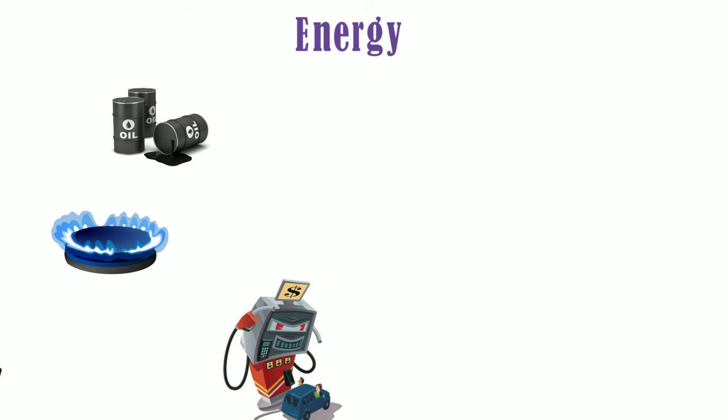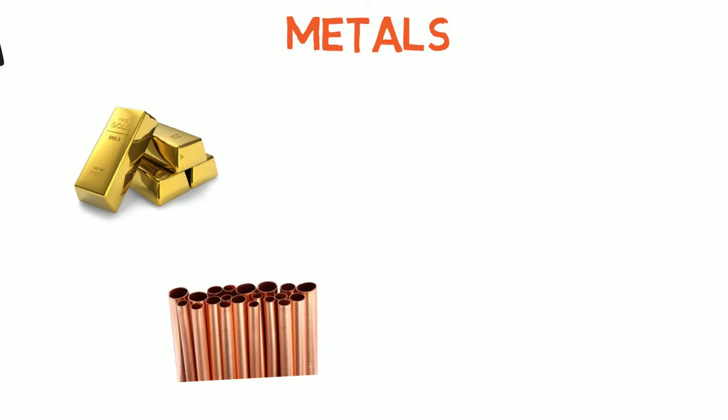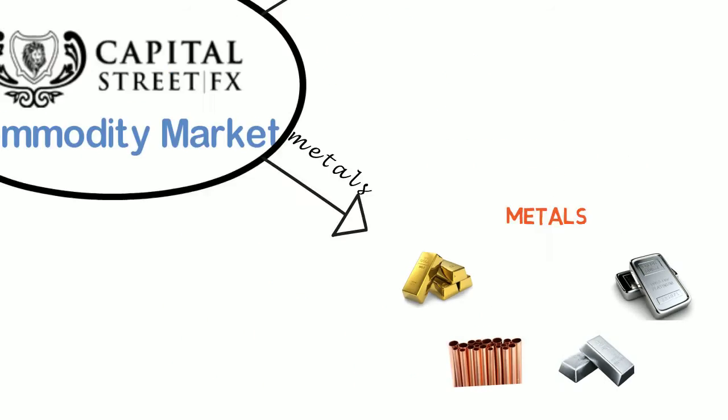The second main category is energy. This category includes crude oil, natural gas, gasoline, heating oil and some newer entrants like electricity and coal. And last but not least, metals includes mined commodities, such as gold, copper, silver and platinum.